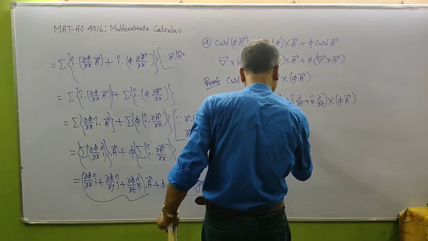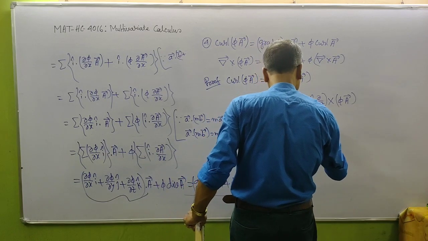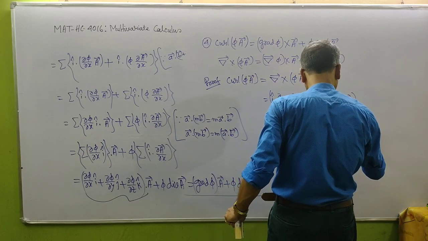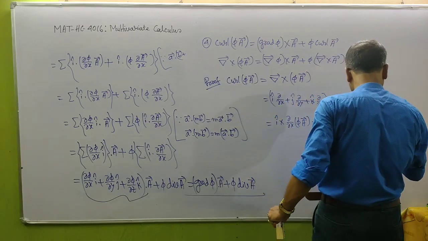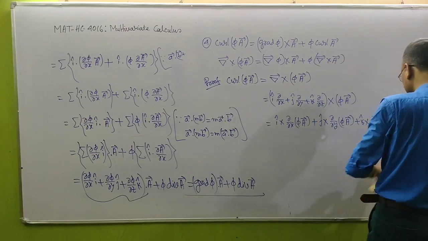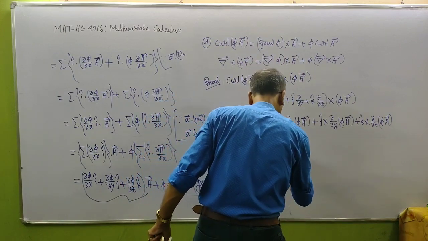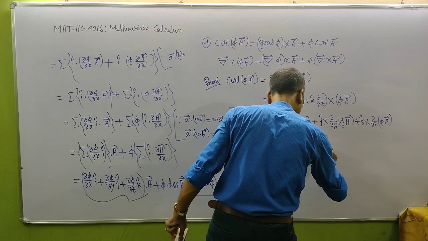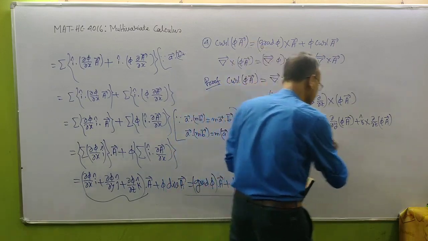This is equal to i cap cross del/del x of phi A vector, plus j cap cross del/del y of phi A vector, plus k cap cross del/del z of phi A vector. It will be like this. And in summation notation, you may write it this way also. This summation stands for this.